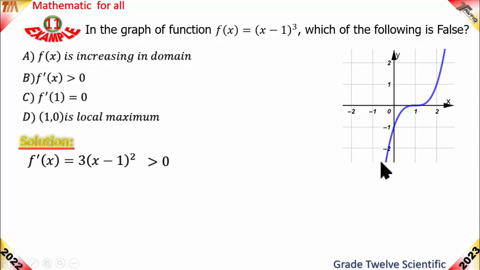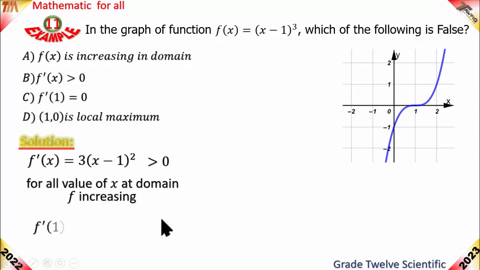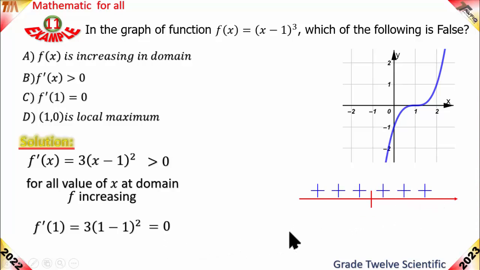And you can see at the graph that the function is increasing on the domain of the function. That means for every value of x in the domain, f is increasing. f prime of 1 is equal to 3 times 1 minus 1 squared, which is equal to 0. And because it is increasing, both sides are the same. The value 1 is the only critical value.